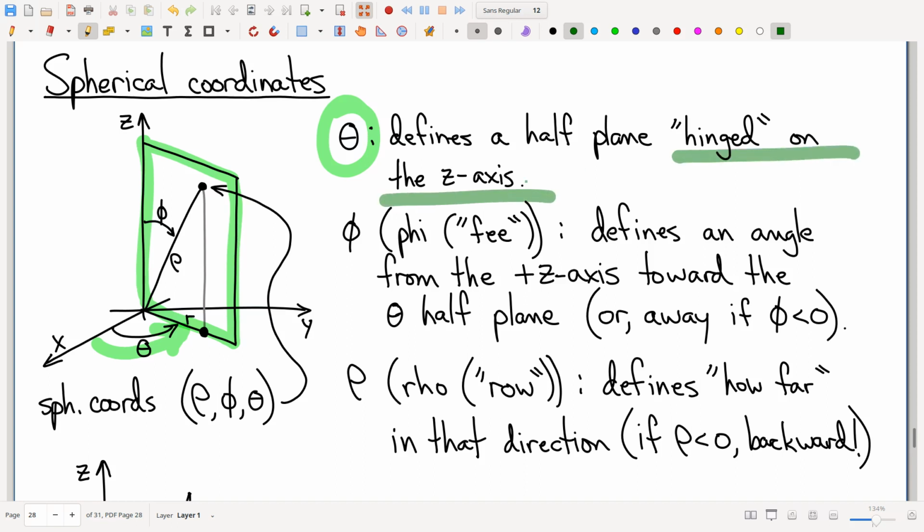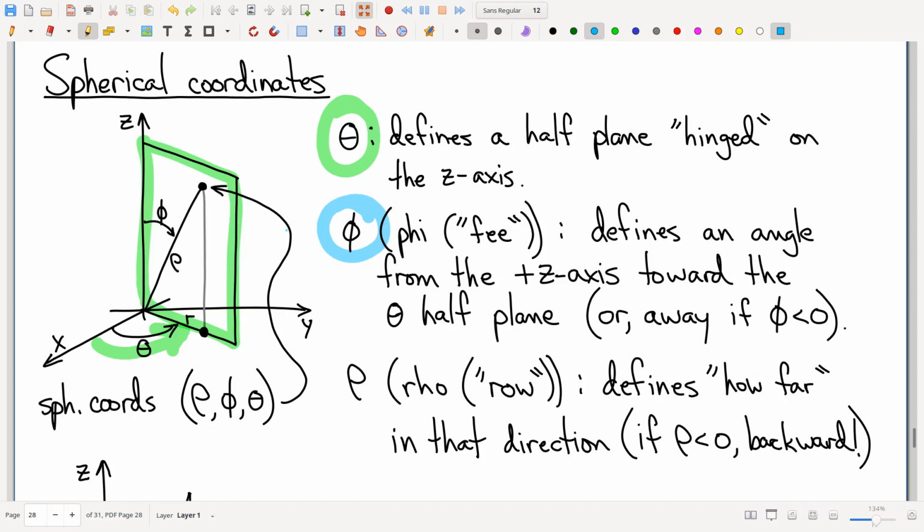You can think of this half plane as kind of like a door, and the hinges that this door is swinging on as theta changes are exactly on the z-axis. So you're going to hear me say this a lot, a half plane hinged on the z-axis. That's what I mean. Okay. All righty. So theta defines our theta half plane. Next, let's talk about phi. This is the lowercase Greek letter phi.